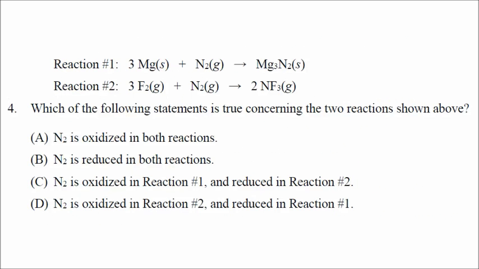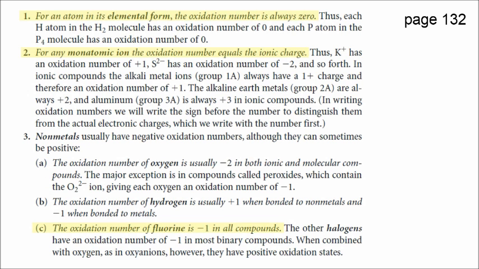Number 4, we have to decide whether nitrogen is oxidized or reduced. Let's take a look on page 132. This is back in Chapter 4, Rules for Assigning Oxidation Numbers. For an atom in its elemental form, the oxidation number is 0. For a monoatomic ion, the oxidation number is the charge on the ion. Fluorine is always -1 in all compounds.